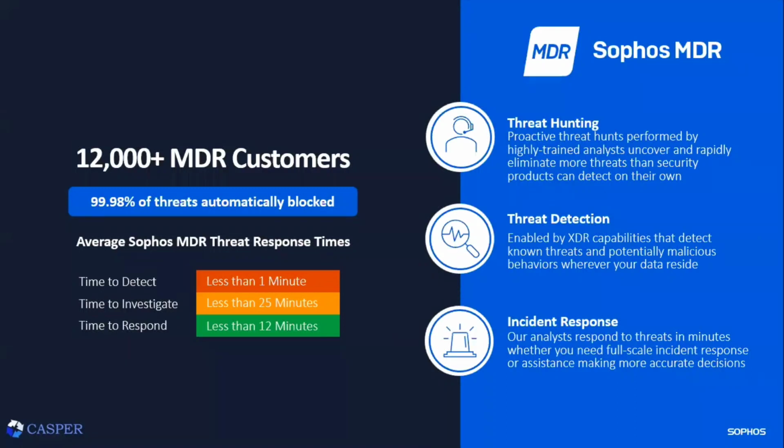Because, like I stated, there are new threats coming up every day, zero-day attacks. These people are constantly sitting down, doing their research to come up with new attacks. So the investigation time frame for Sophos MDR is less than 25 minutes. Then the response is less than 12 minutes. So less than 12 minutes can be 2 minutes, can be 3 minutes, depending on the type of attack that it is.